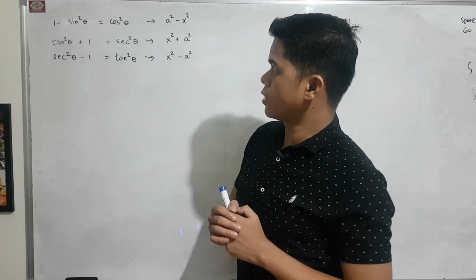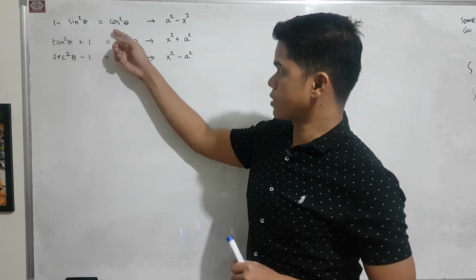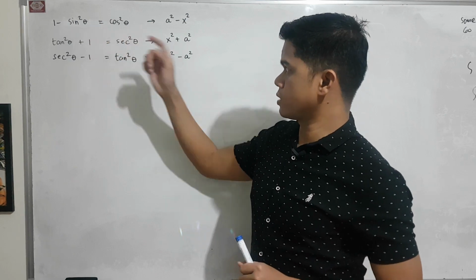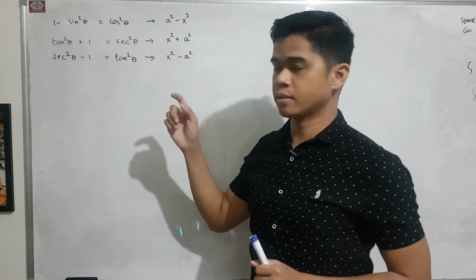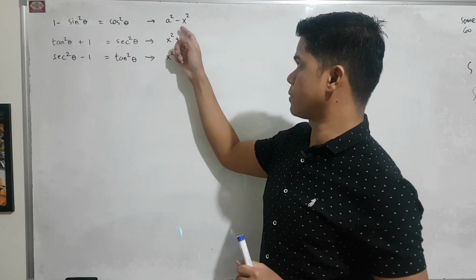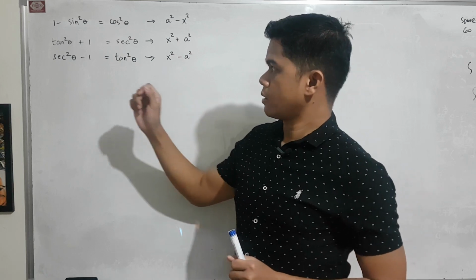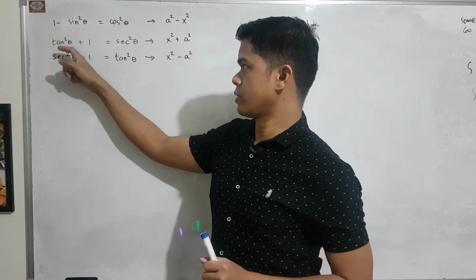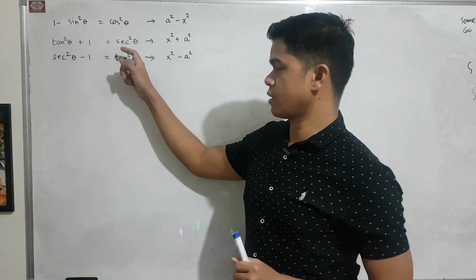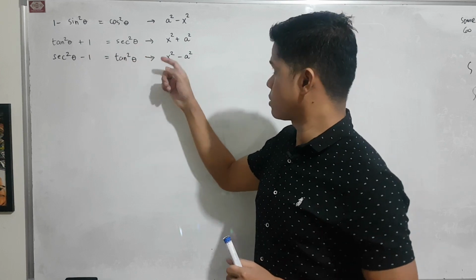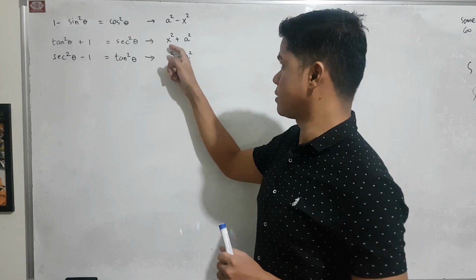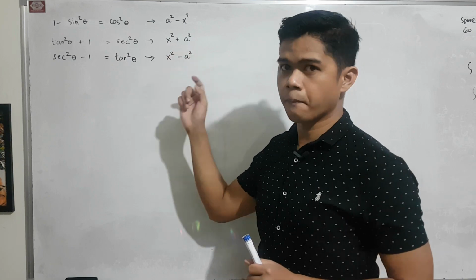For the first one, we have 1 minus sine squared theta equals cosine squared theta. So we can use this property when we are trying to integrate, when the integrand is in the form of a squared minus x squared. And for the second identity, we have tangent squared theta plus 1 is equivalent to secant squared theta, which can be used to integrate with the integrand x squared plus a squared.